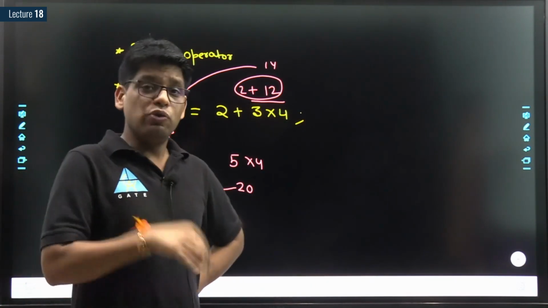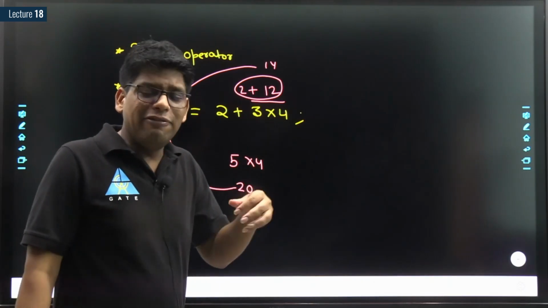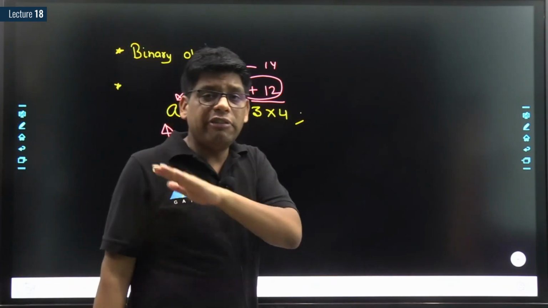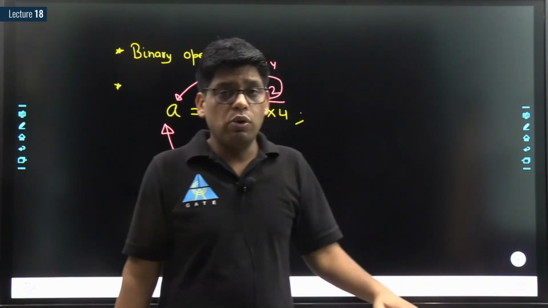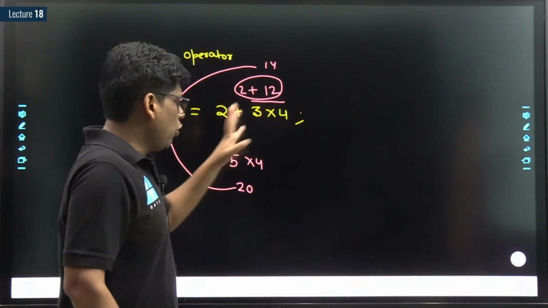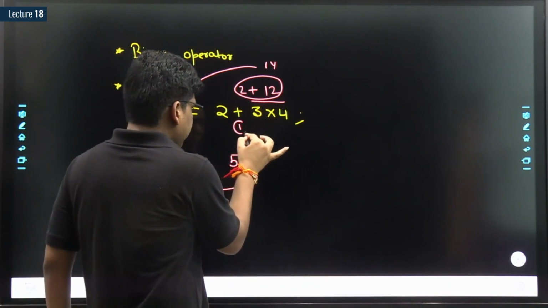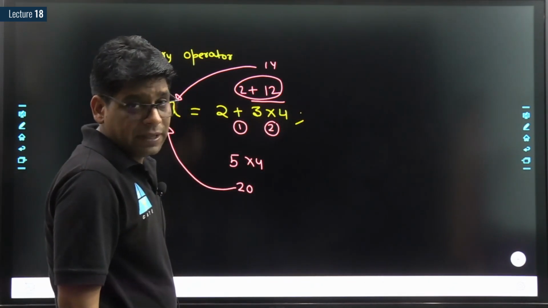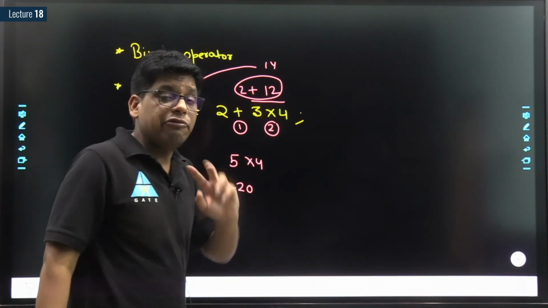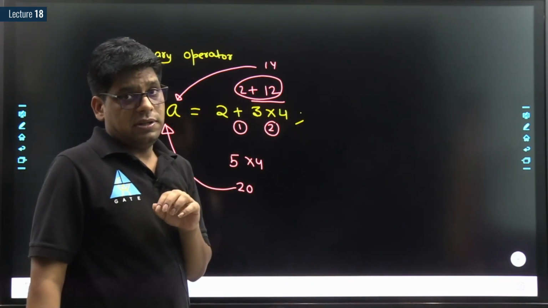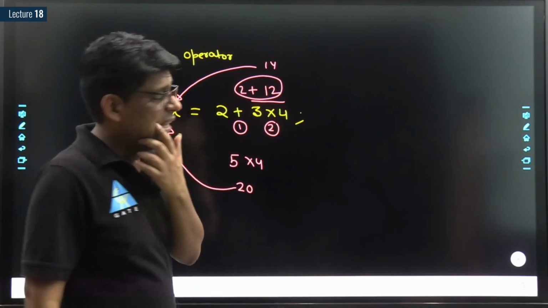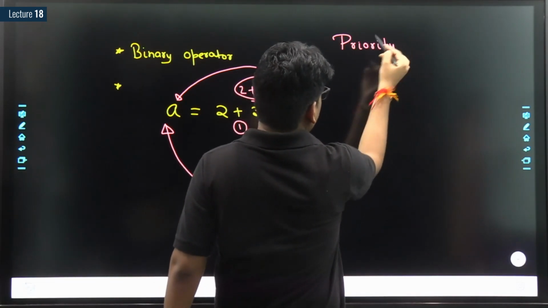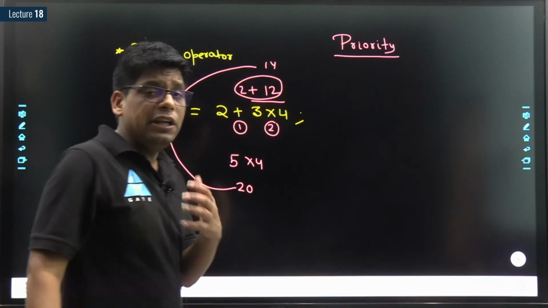Can we have 2 values for the same variable? No, sir. Can we simultaneously store 2 values inside A? No, sir. That means we need to be very clear about, sir, if we have multiple operators, what? Sir, we have 2 operators. First is plus, second is multiply. We have 2 arithmetic operators. We need to learn, sir, which one will be performed first. And this criteria, we used to say as priority. That means we need to understand what is the priority of an operator.